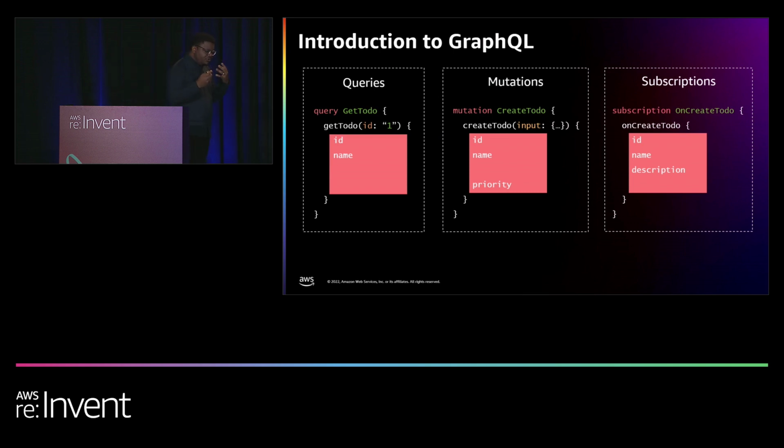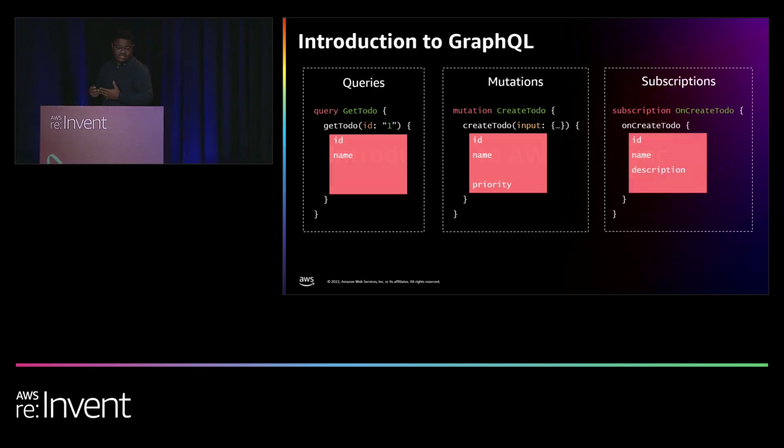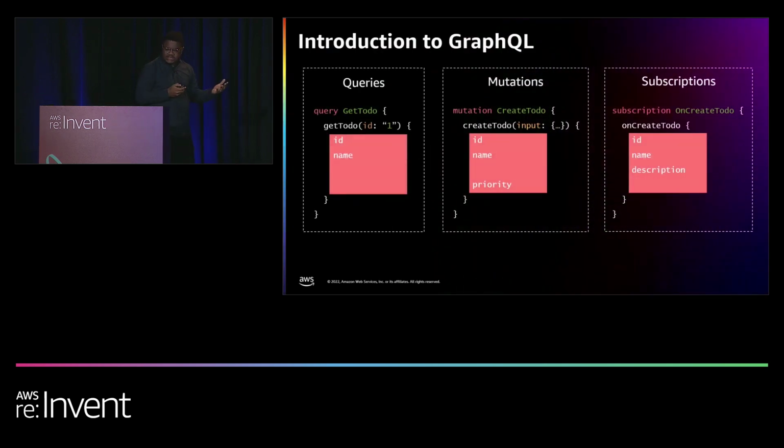So to carry out a read operation on your data, you need a query. For example, get to do, as you could see. Or to do a create or update or delete, you need a mutation. Or to set up a subscription for your clients to listen to changes to data via WebSocket connection, you need to set up what we call a subscription.